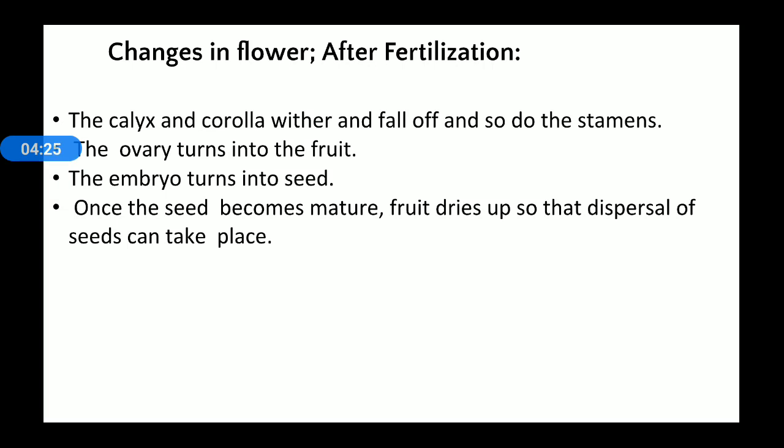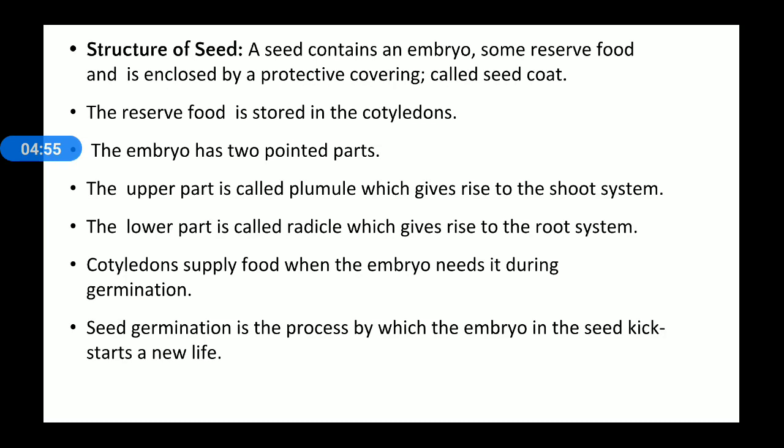Name the part of the flower which helps in the formation of fruit. The ovary helps in the formation of fruit, and inside the fruit there are some seeds. Which structure helps in the formation of seed? The ovule leads to the formation of seed, and once the seed becomes mature, the fruit will dry up and seed dispersal, or seed scattering, will take place. Now what is the structure of a seed?